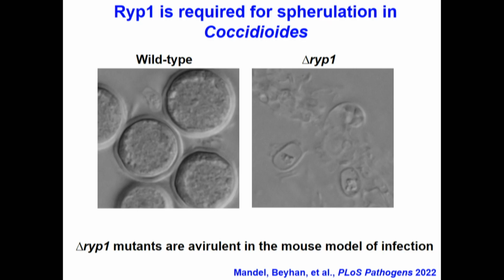Additionally, Ali and Mark showed that the RYP1 mutant cannot make spherules, and then in collaboration with Lisa Shubitz and John Galgiani showed that the RYP1 mutant is avirulent in the mouse model of infection. So all of this is telling us that this transcription factor is very important for driving the spherule program, part of the accompanying transcriptional program, and virulence in the animal model.